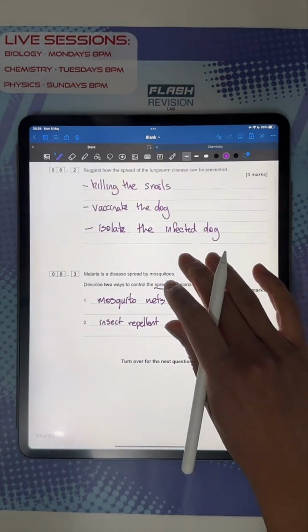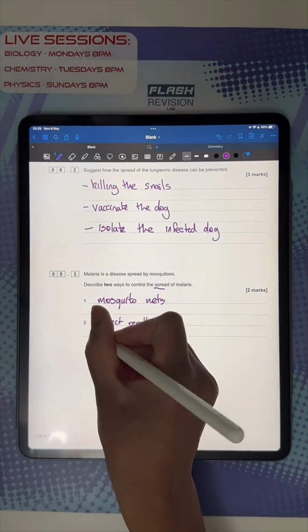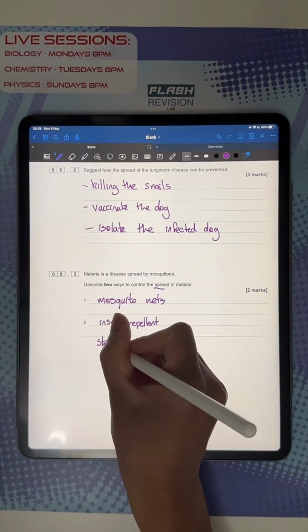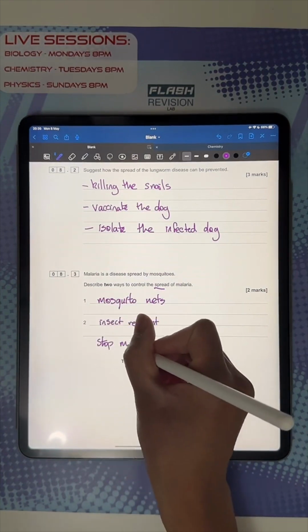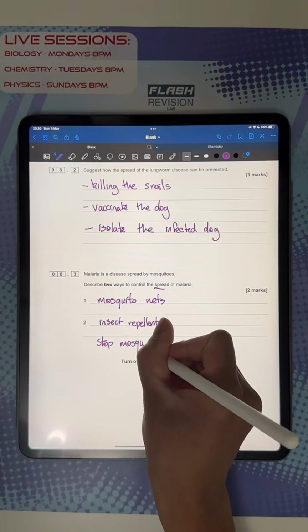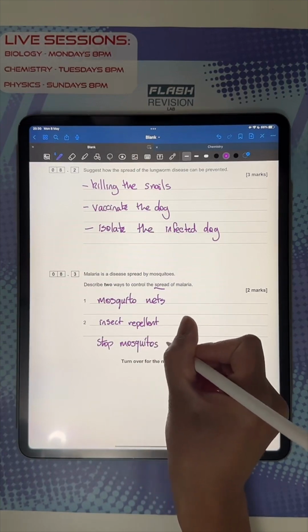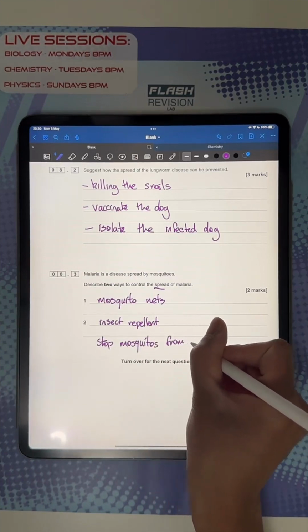Or you can stop mosquitoes from breeding as well. I know it's not asking for 3, but you could say that as well.